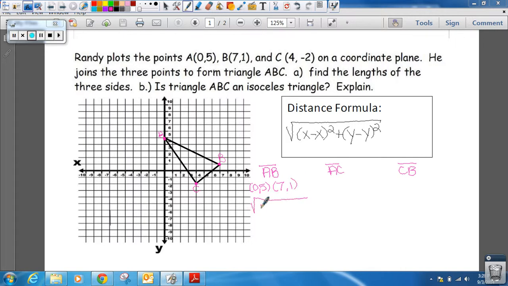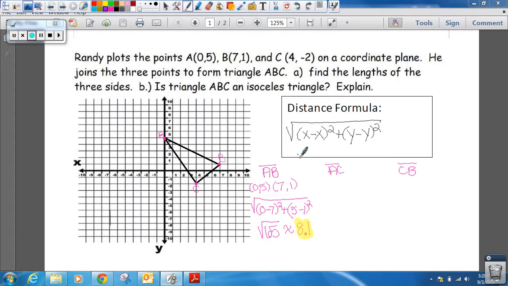So it's the square root of, and I just use the order they're in. So x minus x means 0 minus 7, parentheses squared, plus the quantity y, and remember you have to do it in the same order. So this one was first, so 5 minus 1 squared. Okay, that gives me the square root of 65, which is approximately 8.1. So AB is approximately 8.1 units long.